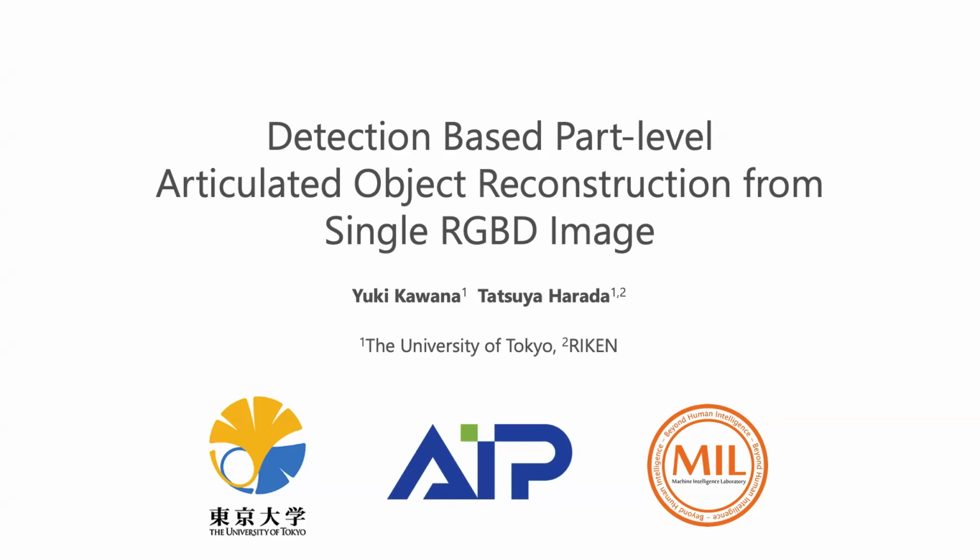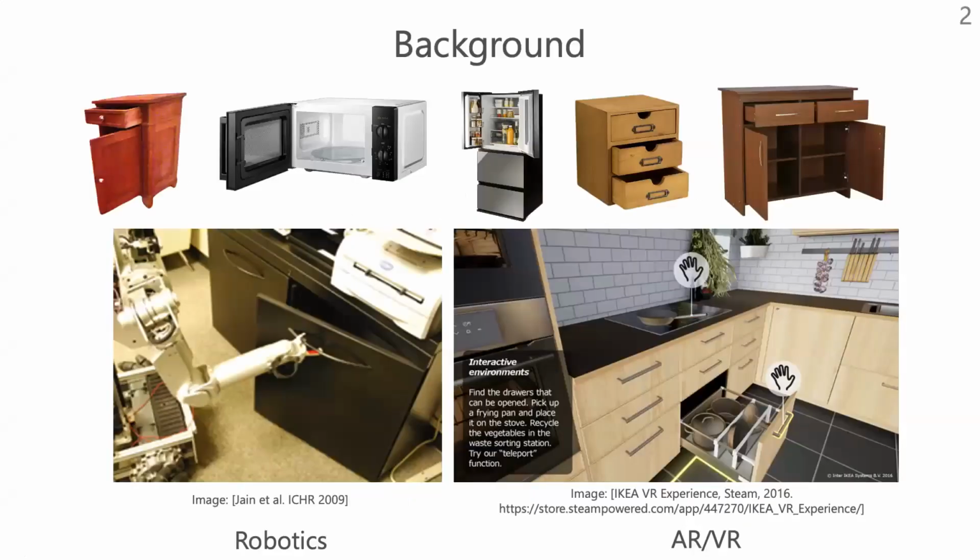We introduce our paper, Detection-Based Part-Level Articulated Object Reconstruction from Single RGBD Image. Estimating object shape, pose, size, and kinematics from a single frame of partial observation is a fundamental challenge in computer vision. Understanding such properties of daily articulated objects has various applications in robotics and AR, VR.